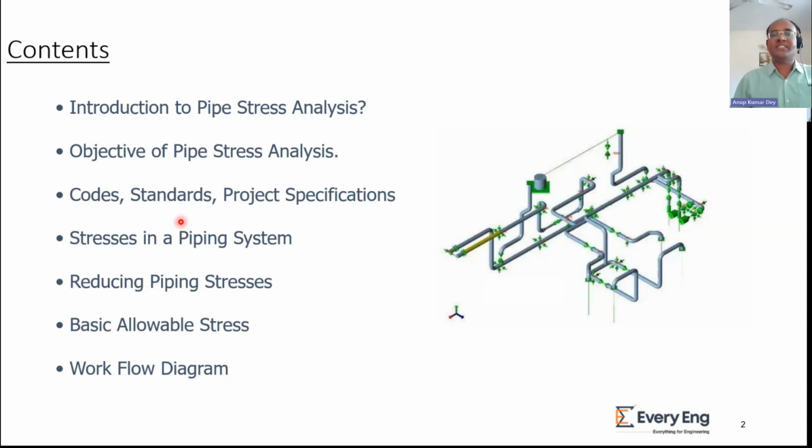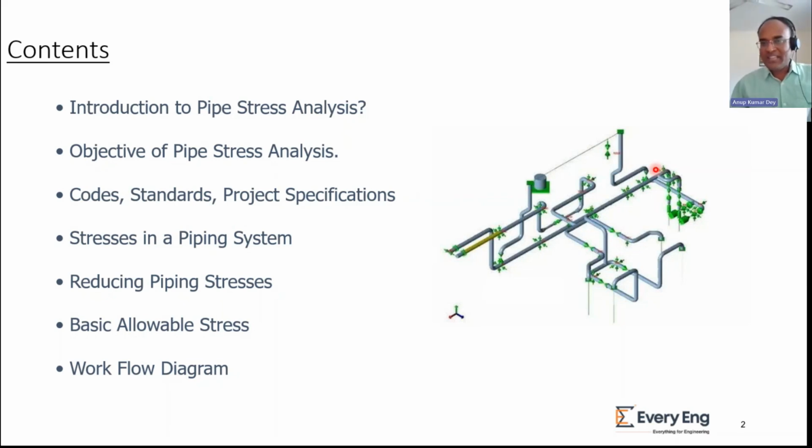Then stresses in a piping system: what are the various types of stresses that are generated in a piping system and what are the main reasons those stresses are developed. Then reducing piping stresses, the methods by which we can reduce them. Then basic allowable stress, the material allowable stress which we will consider for our analysis. Then the workflow diagram. As we are dealing mainly with pipe stress analysis, you will see where the piping stress department exists in the engineering organization, what their roles are and how they interface with other departments.